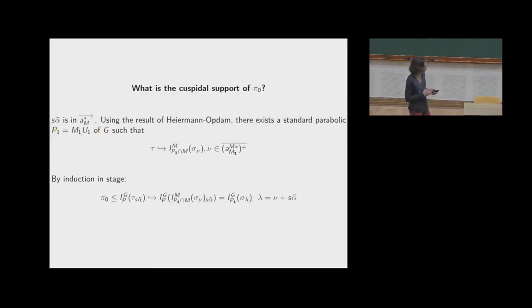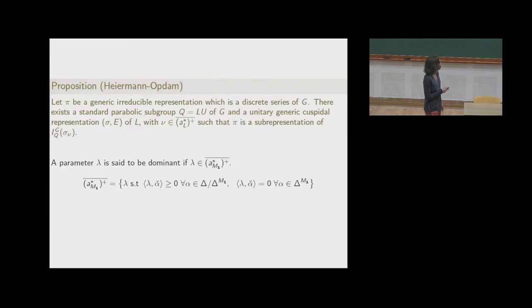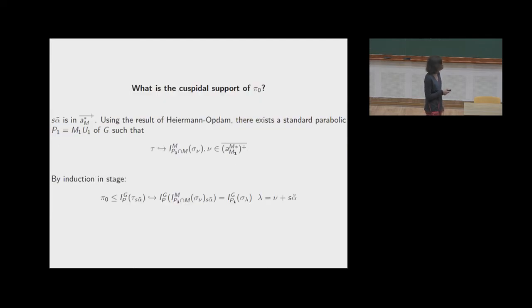So now I want to describe the cuspidal support of this generic discrete series. So I'm in the context of M maximal. So I have this S alpha, which is the parameter of the standard module. And using this previous theorem of Heiermann-Opdam, there exist some standard parabolic subgroups such that you can embed this discrete series representation.